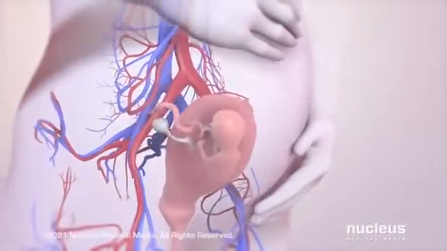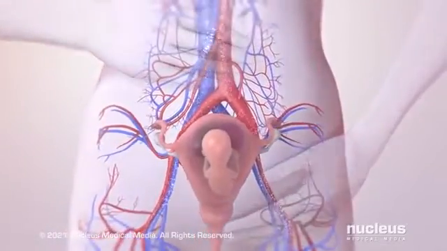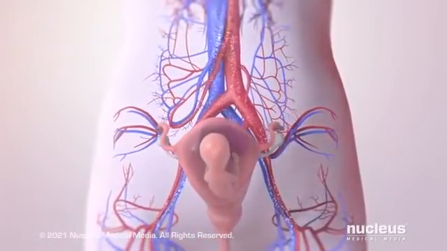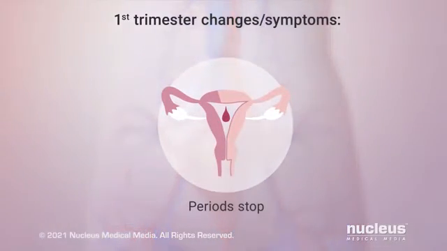Your body experiences many changes during the first trimester. This is due to changing levels of chemicals, called hormones, circulating through your body. The most common first sign of pregnancy is that your menstrual periods have stopped.